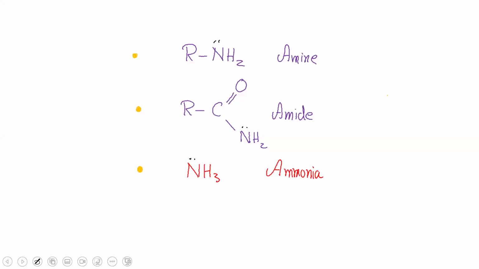RNH2 amine, RCONH2 amide, NH3 ammonia. Now these are very important sheets because this is actually where organic chemistry has no compromise. You have to memorize them. What is amine? What is amide? What is ammonia? So after giving the heading, you have to copy this.